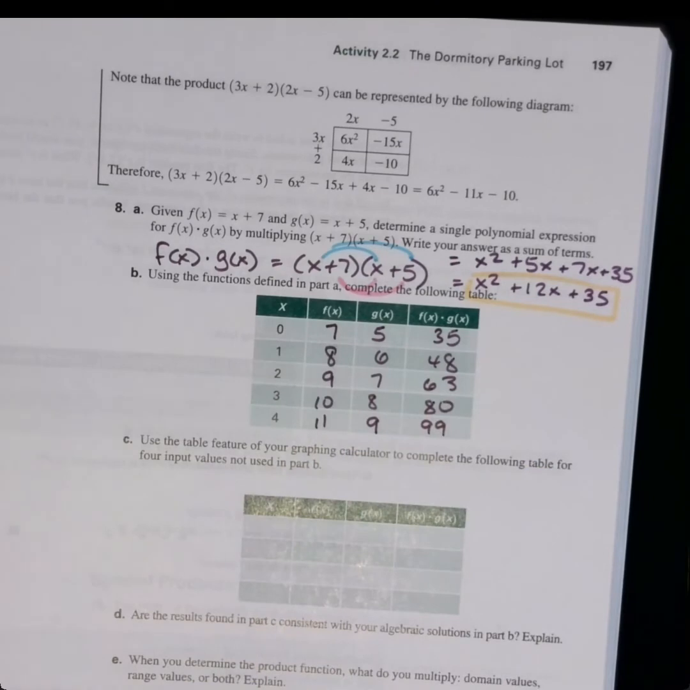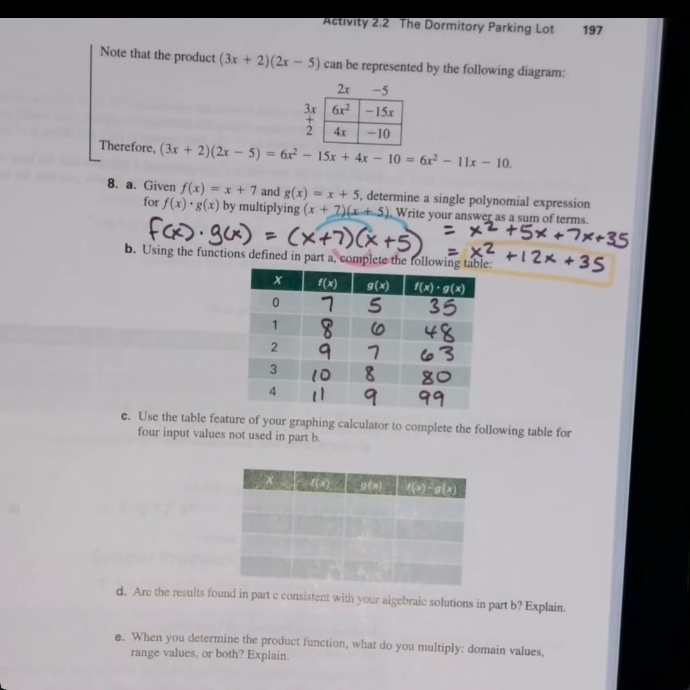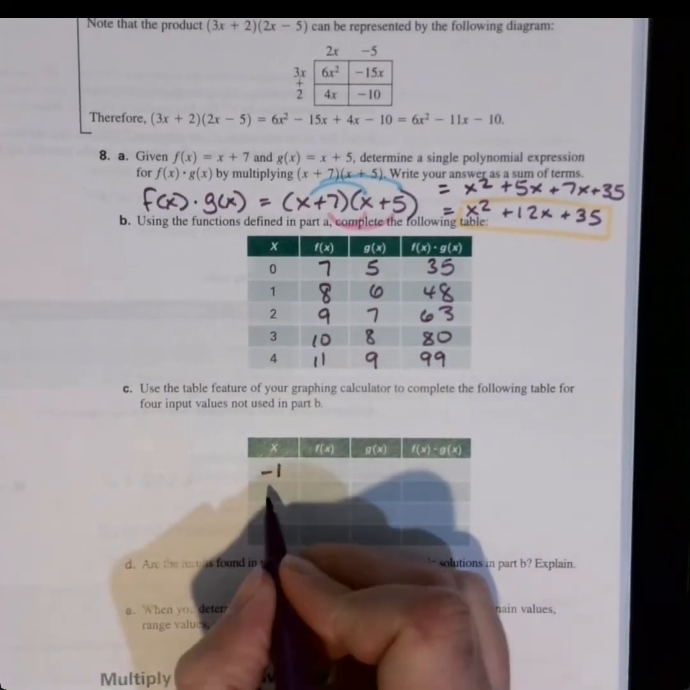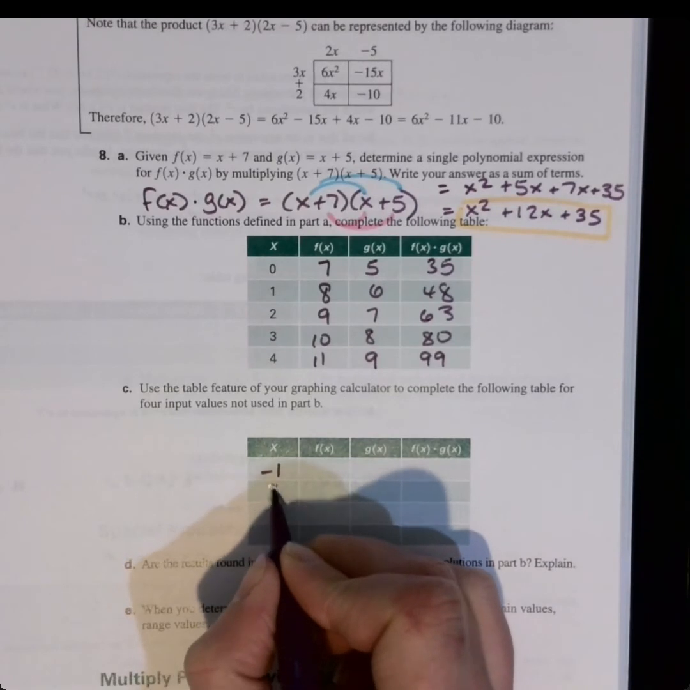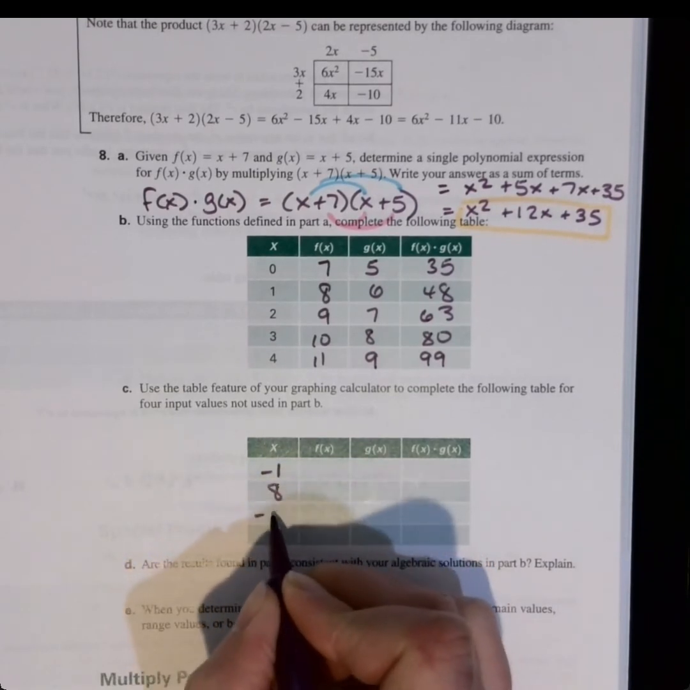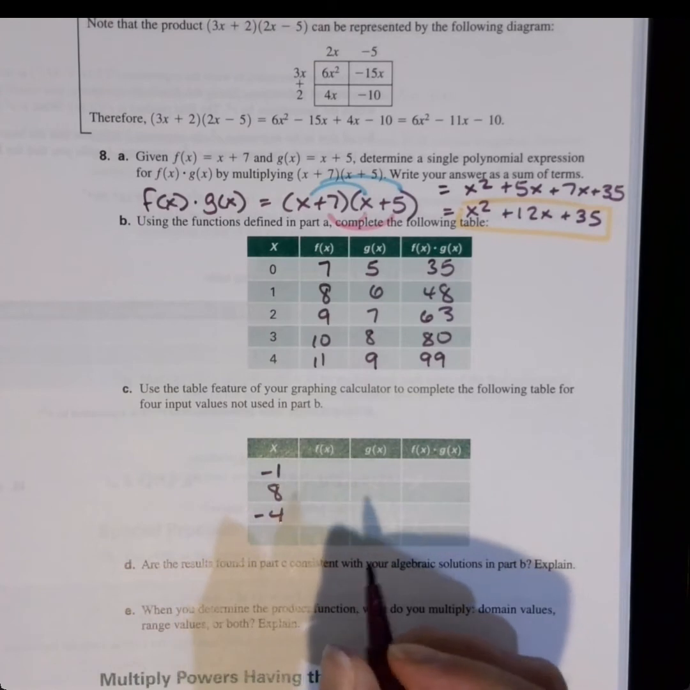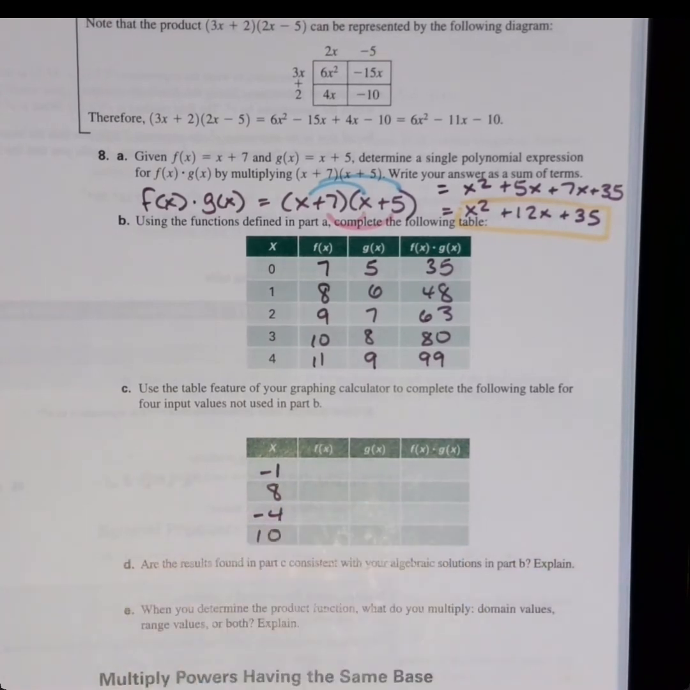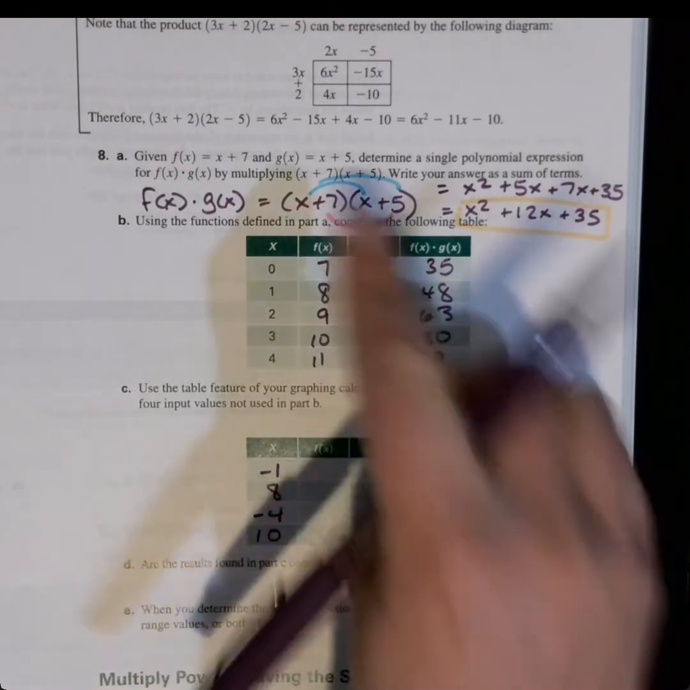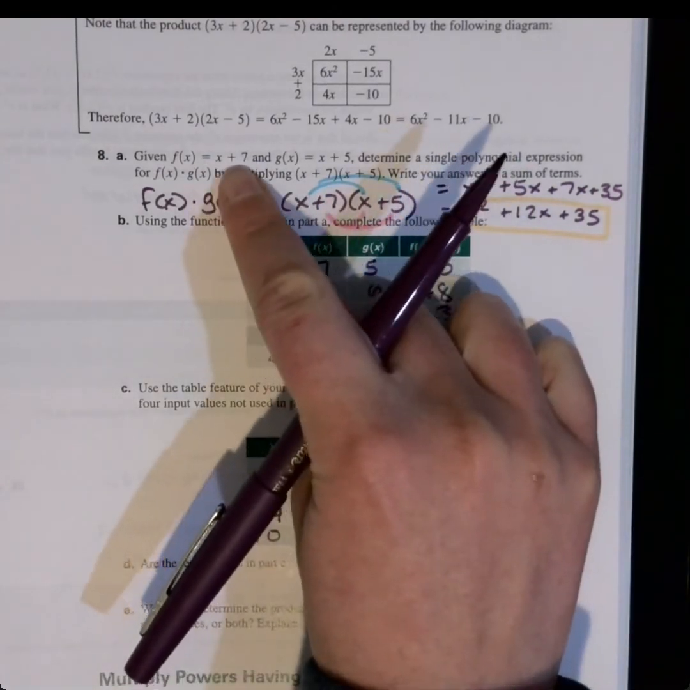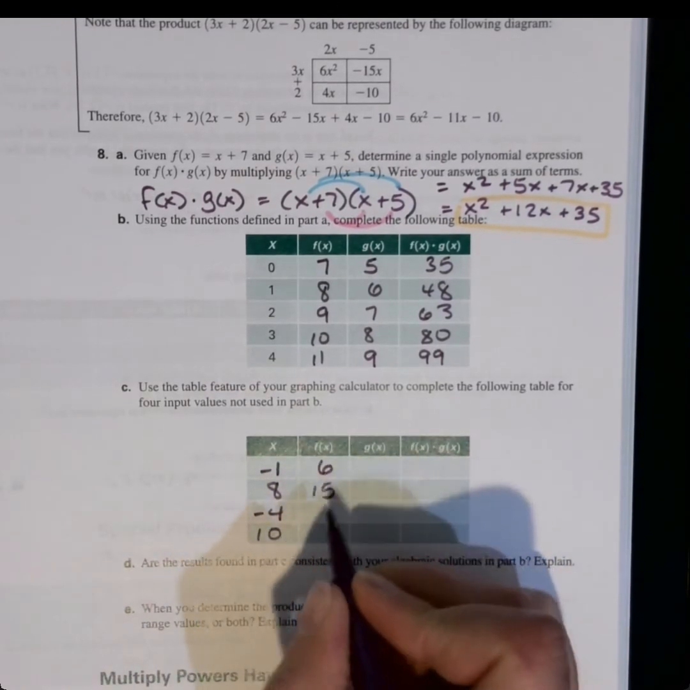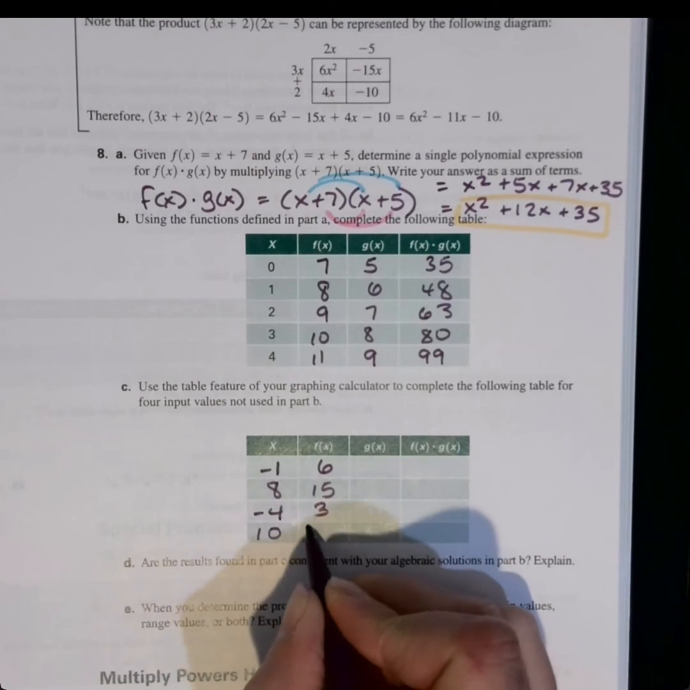All right, so they want us to do some input values that are not in the table, so we can pick anything we want. I'm going to say -1, 8, -4, and 10. I'm just picking stuff. Plugging them into the original function. So into the original function, remember that f was x plus 7, so -1 plus 7, that's 6. 8 plus 7 is 15. -4 plus 7 is 3. 10 plus 7 is 17.